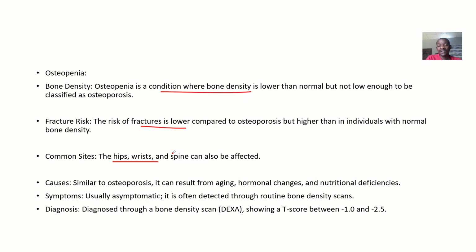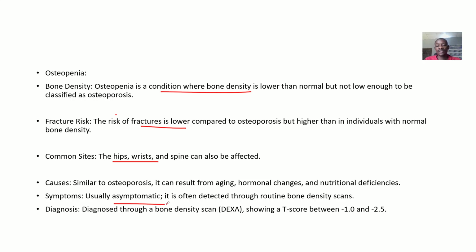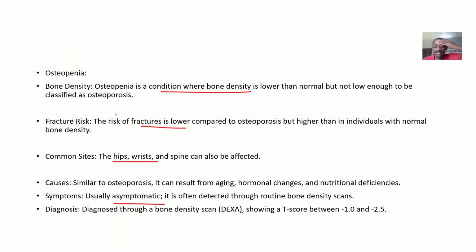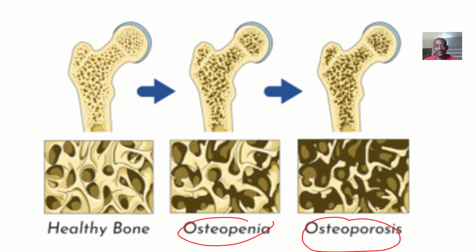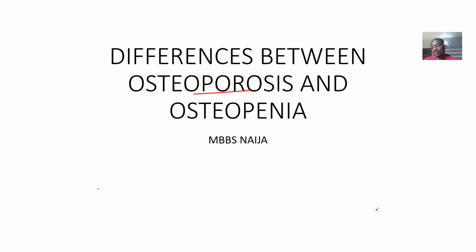Okay. But you actually pass through osteopenia before you get to osteoporosis. What are the symptoms? Osteoporosis is often asymptomatic until a fracture occurs. Here, osteopenia is usually asymptomatic until you detect it on a routine bone density scan. Okay. What is the diagnosis? It is a bone density scan, that is dual X-ray absorptiometry. The T-score for osteoporosis is less than -2.5, while for osteopenia, the score is between -1 and -2.5. Okay. So that's it about the major differences between osteopenia and osteoporosis.